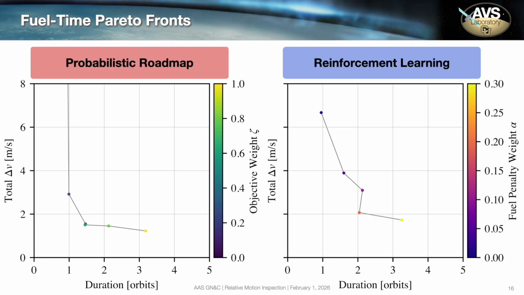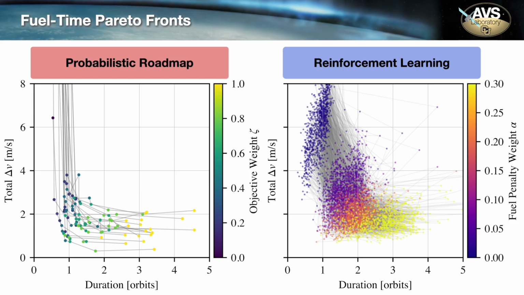To look into this, we're going to plot some fuel time Pareto fronts. So on the left, we're going to solve the problem for a varying value of zeta for a set of initial conditions. And on the right, we're going to do the same for a varying value of alpha. The right side points each correspond to one of the policies we saw on that training curve slide. We can then repeat this process for many different sets of initial conditions. We have 20 in the probabilistic roadmap case due to its computational time, whereas in the reinforcement learning case, we're going to try for 1,000 cases each.